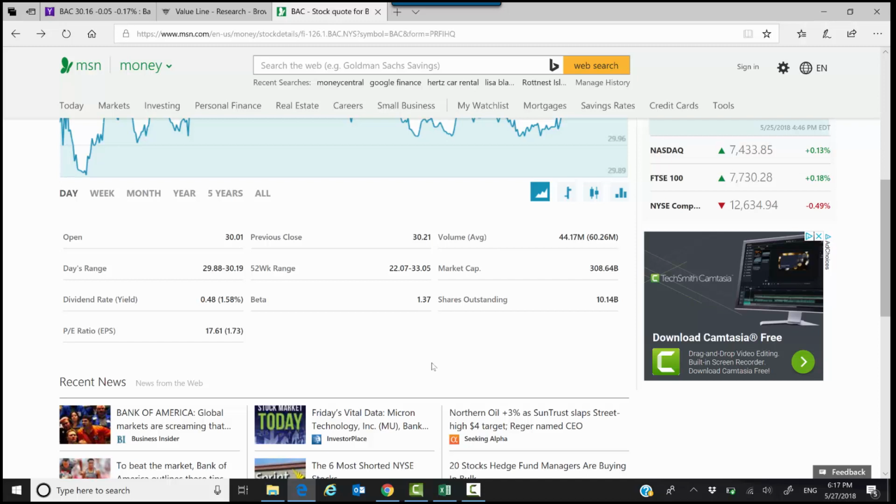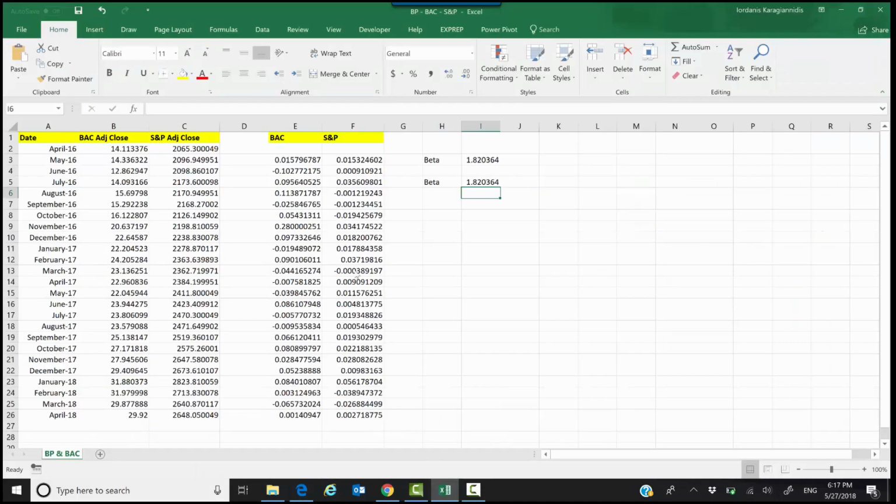Which one is correct? They're probably all correct, but each website uses a different time period, different frequency. So calculating on your own, you know exactly what you're doing. If we look at 2 years of data and monthly returns, stock beta is 1.82 for Bank of America.